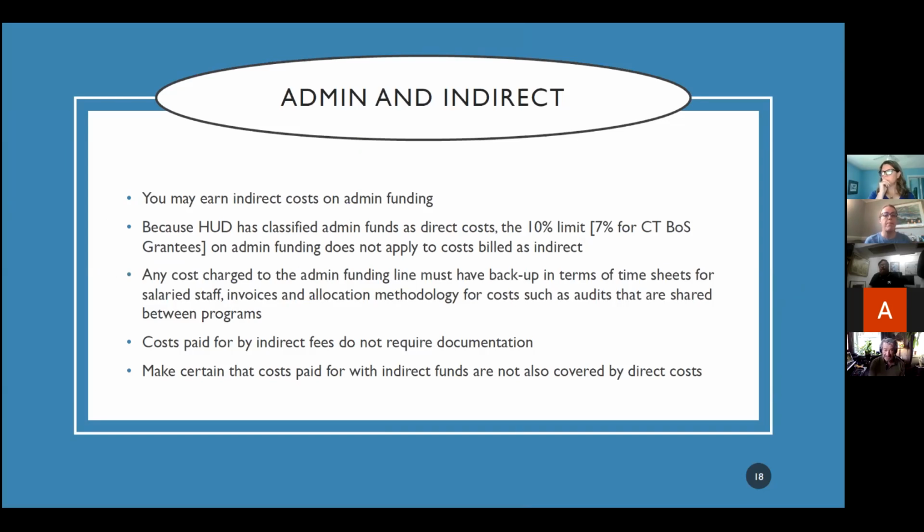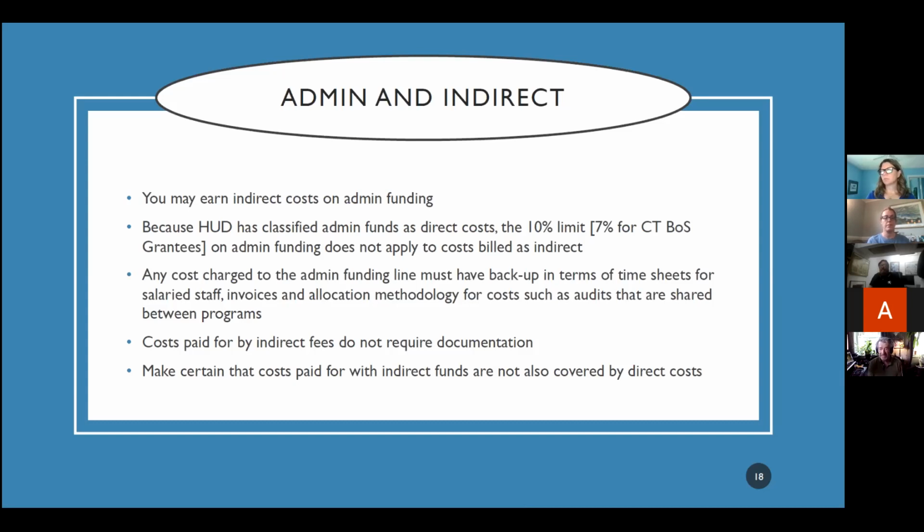Again, as I've said, you can earn your indirect costs on admin funding. The 10% limit, or 7% for you guys, does not apply to costs that are billed as indirect. They are considered to be separate, so you don't have to worry about that administrative cost limit impacting what you can charge as indirect, and you do not have to total what you're charging for admin plus what you're charging for indirect and try to make sure that's below a number. That limitation does not apply.